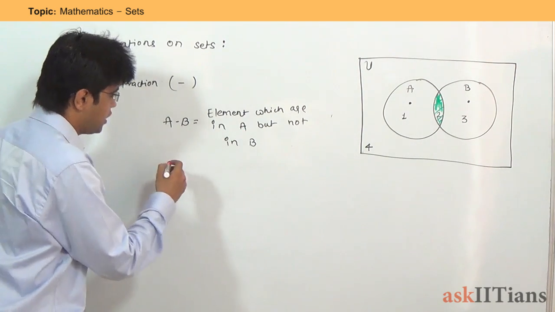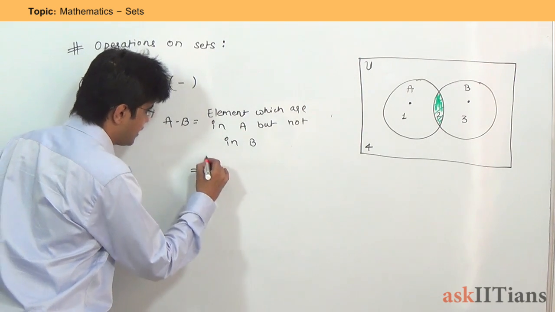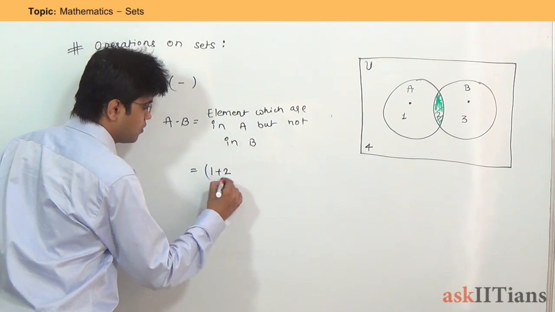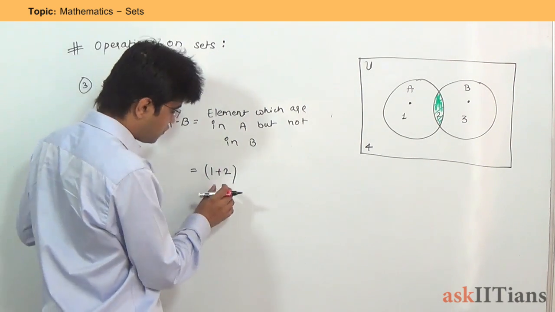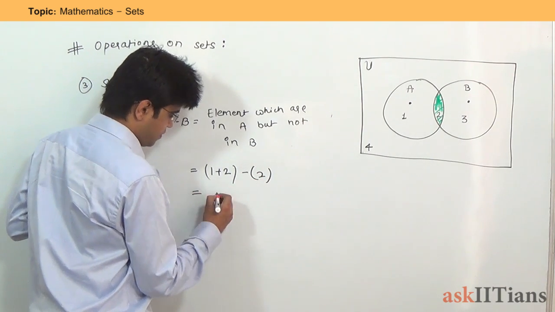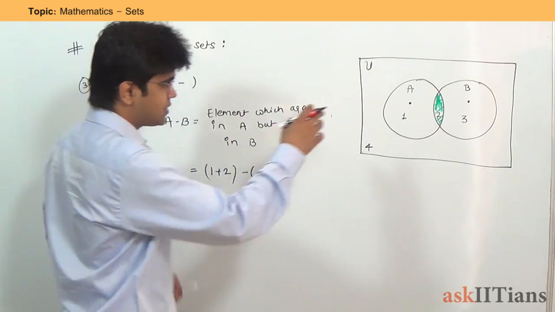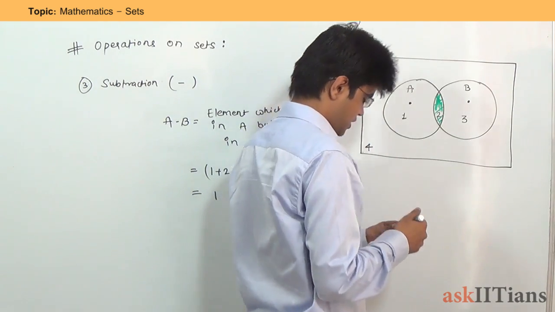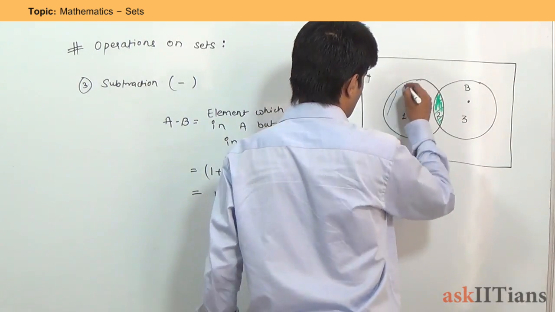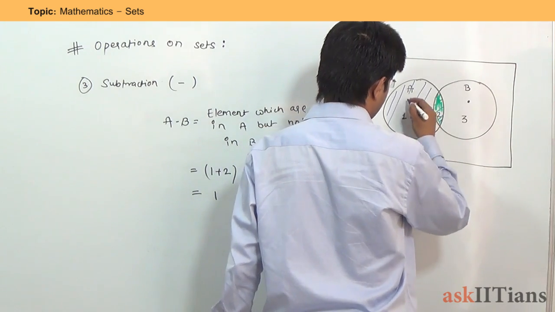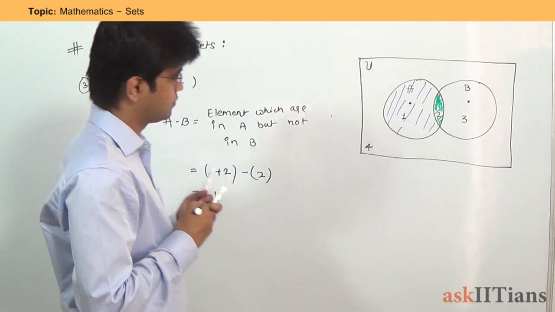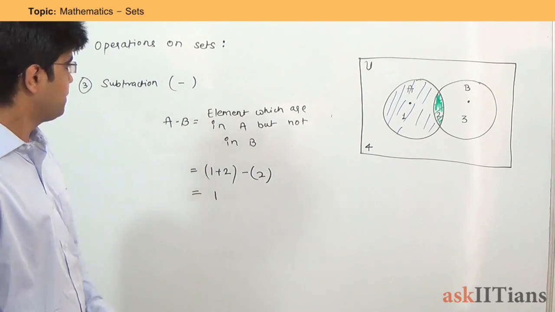Actually, if I want to write it like this, set A is represented by area 1 plus 2, but out of these elements, which elements are in B? Area 2 is in B. So that means area 1, only this area, represents A minus B. That is this area in blue. Only this area represents A minus B.